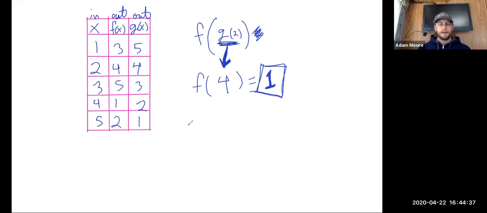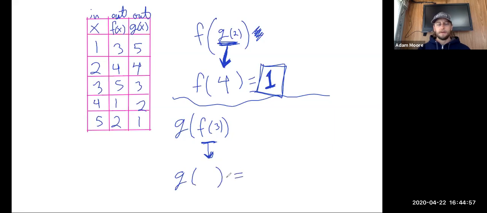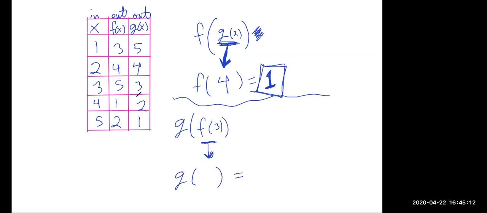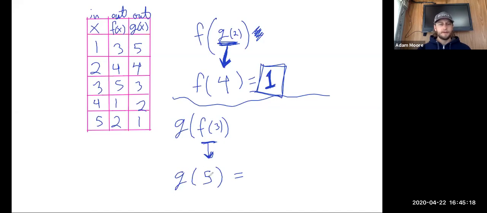Anyway, this is the idea. They're going to give us a composition, and we'd figure it out in pieces. Let's see if we could do another couple of them real quick. What if we had g compose f of 3? Let's figure out what f of 3 is first, and then we'll do g of that answer. So f of 3, that means 3 going into the f function. What's the output for that? 5. Yes, it's 5. And then we'll do g of that 5.